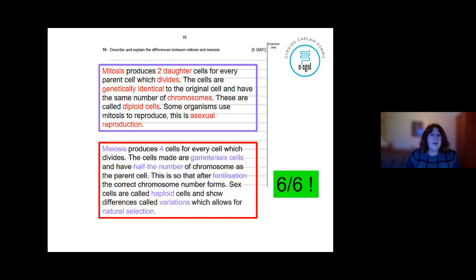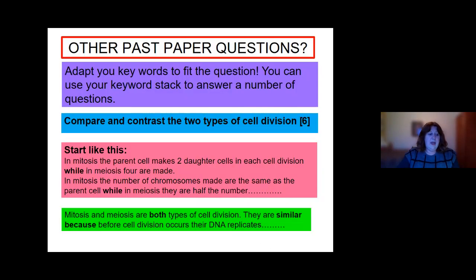And it's really important to get all of your keywords together, because once you've got the keywords and you understand how those keywords link together, then you can craft an answer which is truly worthy of 6 marks out of 6. Now, once you've got your keywords, you can adapt those in all sorts of ways. So for instance, we could compare and contrast the two types of cell division. I've given you some examples here.